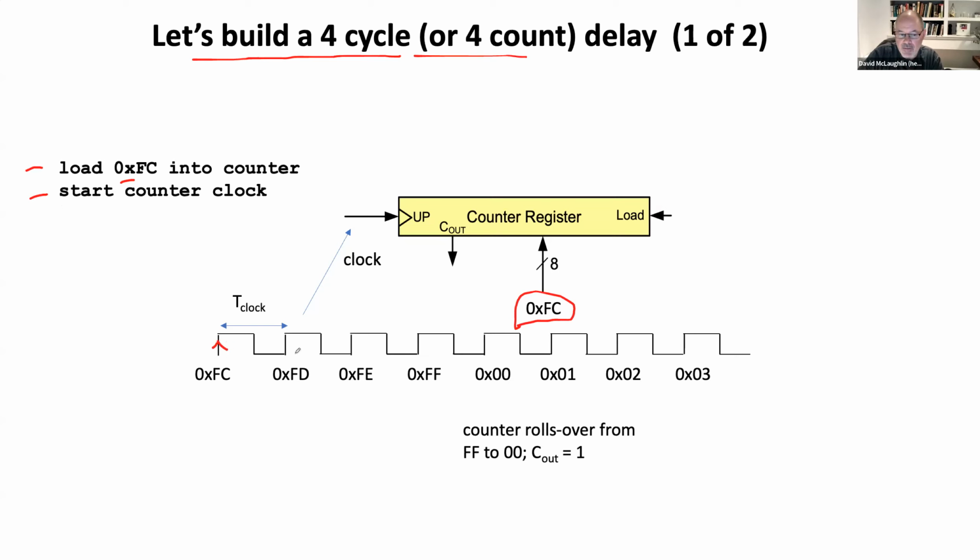So it's got 0xFC. After 1 cycle, it's 0xFD. It's counting in hex. 0xFE, 0xFF, and then it rolls over again to 0x00. See, what I've done is I preloaded it four steps down from the top. And once I preload it there, then I apply the clock, I let it start counting, and it quickly sort of crashes into the top and rolls over and sets that overflow bit.